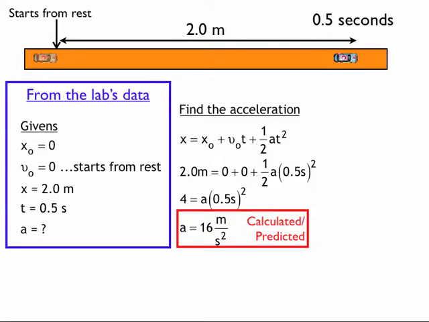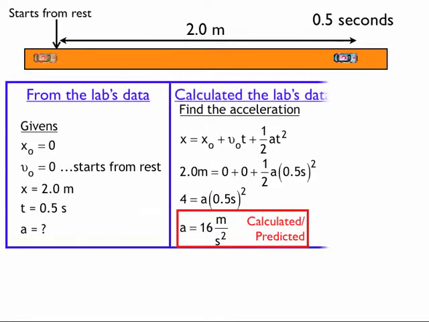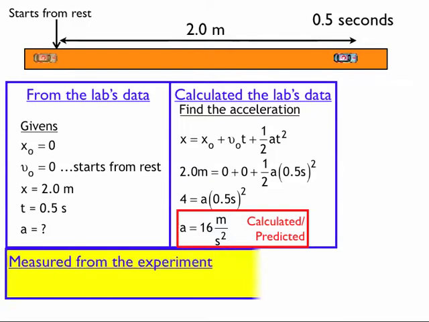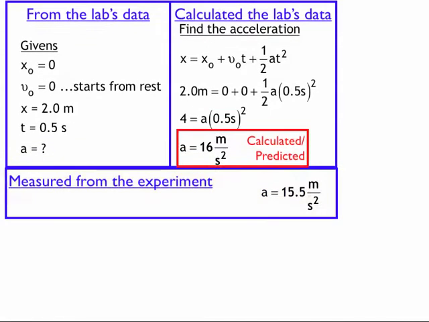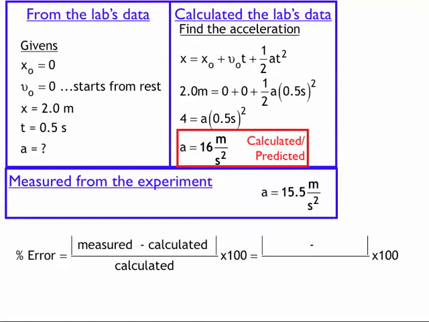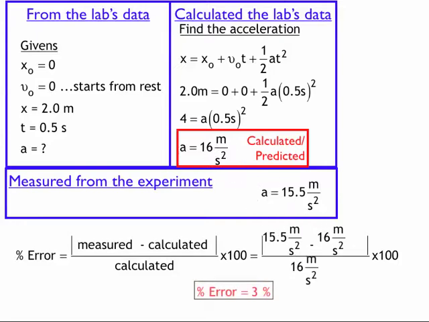So if I look at this, I can break it up into 3 sections. I've got from the lab's data, all my givens. I've got a calculation that came from the data, and finally I have a second way of measuring. In other words, this time I'm going to measure the acceleration to be 15.5 meters per second squared. So that's great. Now look at the percent error. My percent error is going to be the measured value minus the calculated divided by the calculated. So I've got 15.5 meters per second squared minus 16 meters per second squared divided by 16 meters per second squared, or 3% error in the lab. So what could have made up this 3% error?